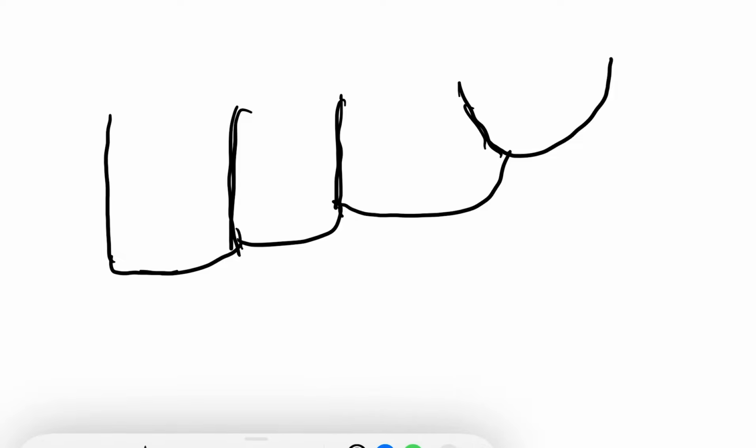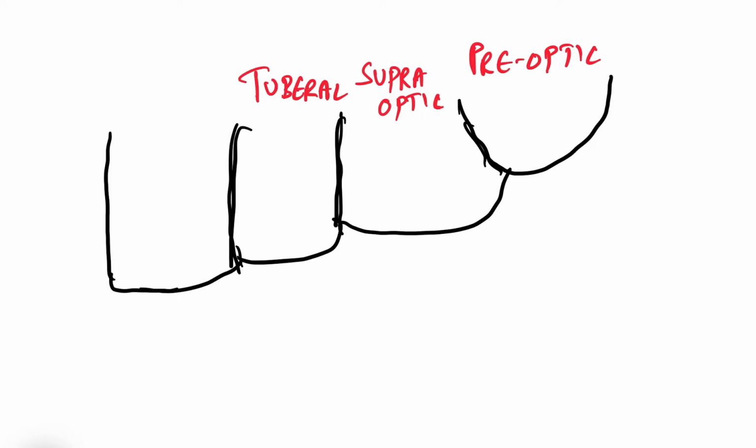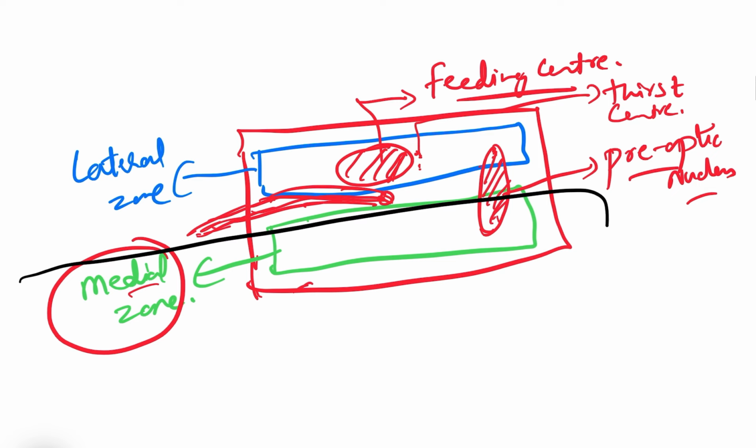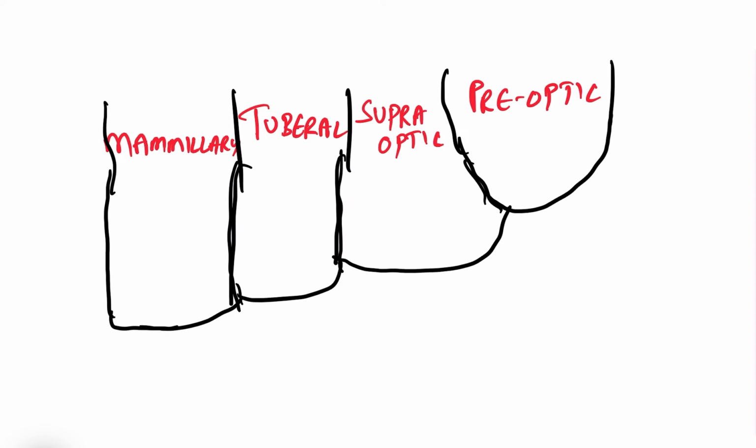Basically this medial zone is divided into four regions from anterior to posterior. The four regions are the preoptic region, then the supraoptic region, the tuberal region, and finally the mammillary region. These are the four regions present in the medial zone. Remember, we are now discussing the medial part of the hypothalamus, and it is divided into four regions.